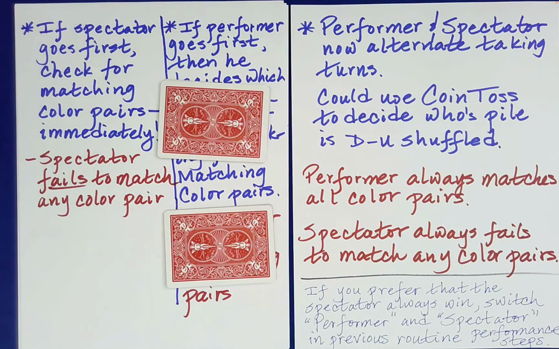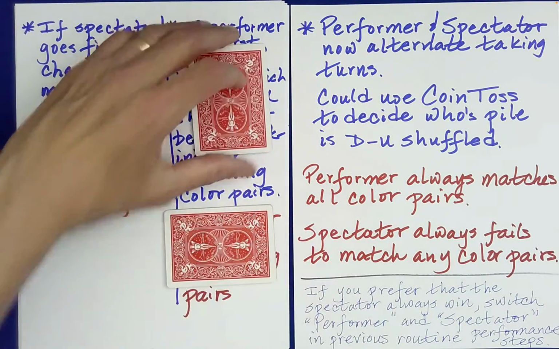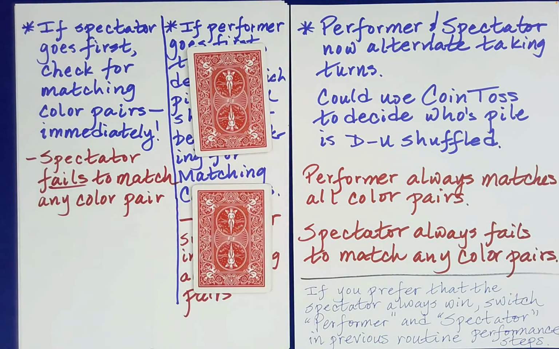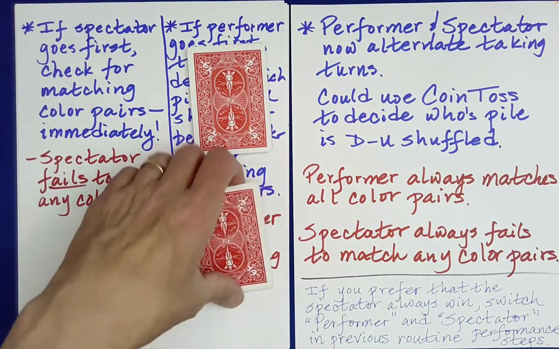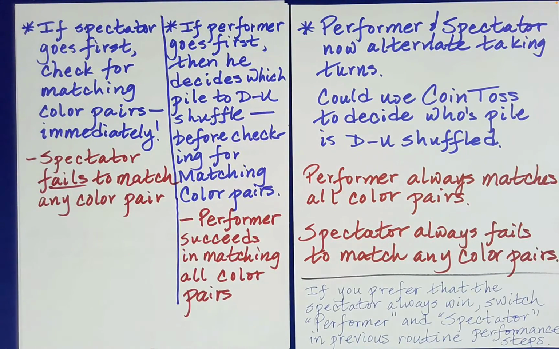So anyway, you could flip the tables, like I said, and have them win every time, which I think in some ways is more fun because you can really put on a performance as to how sorry you feel for yourself about all of this. And so that's what I mentioned right here. If you prefer the spectator to always win, then just switch performer and spectator in the previous routine, and you're all set to go.